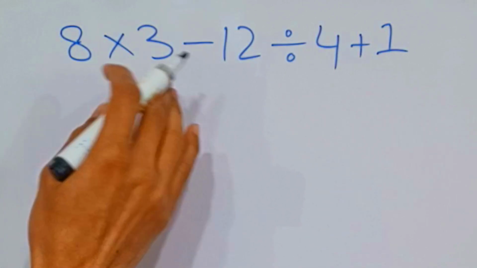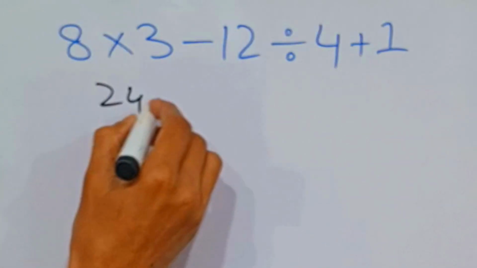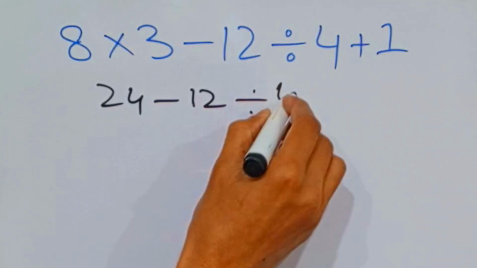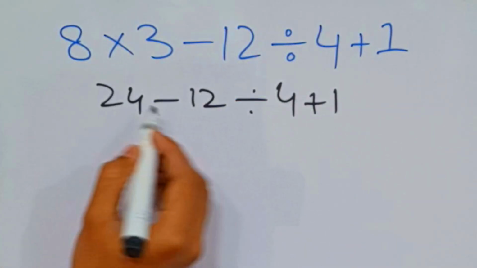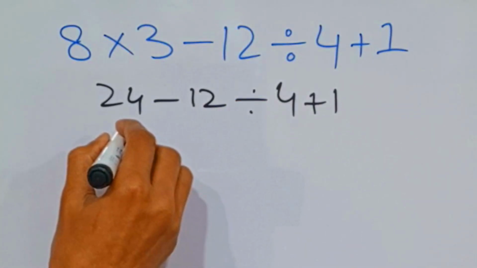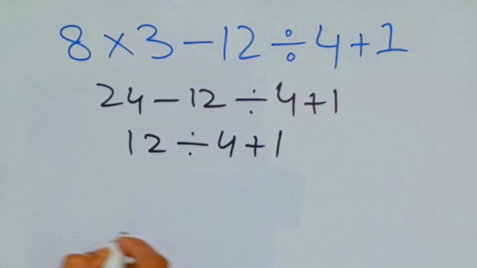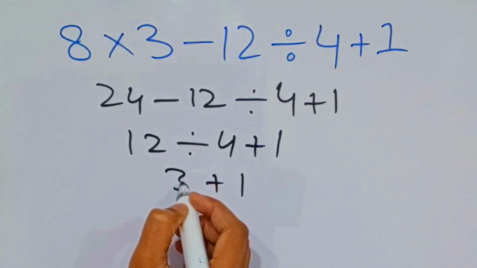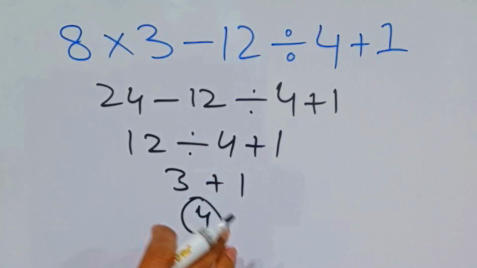If we go left to right, 8 times 3 equals 24 minus 12 divided by 4 plus 1, right? Now 24 minus 12 equals 12 divided by 4 plus 1, and 12 divided by 4 equals 3 and plus 1, right? 3 plus 1 equals 4. This gives us 4, but this is wrong.